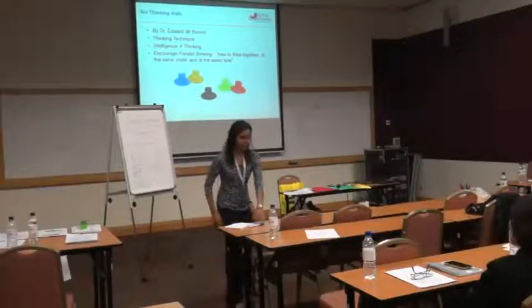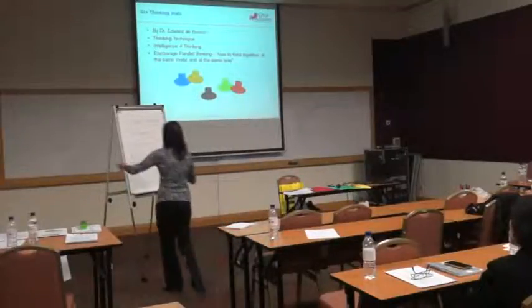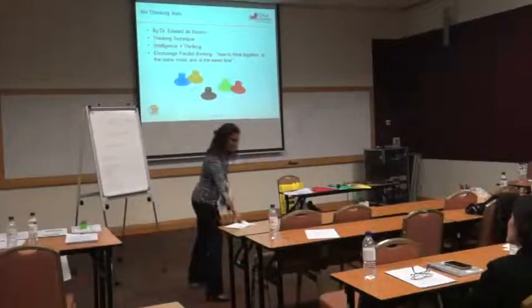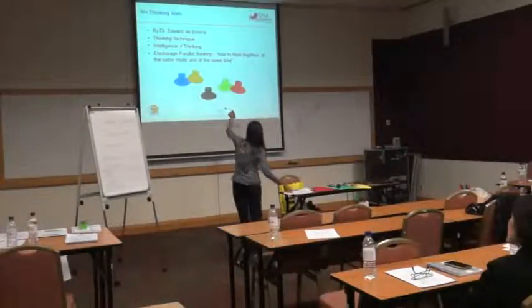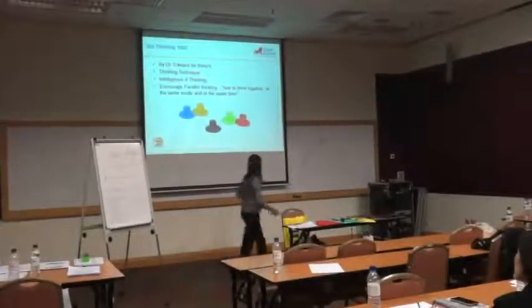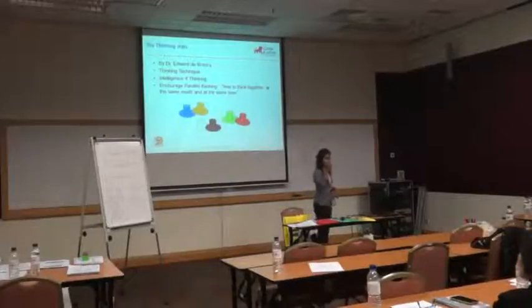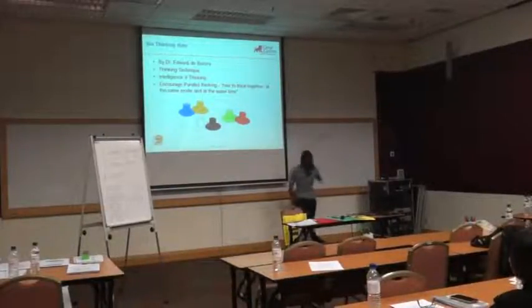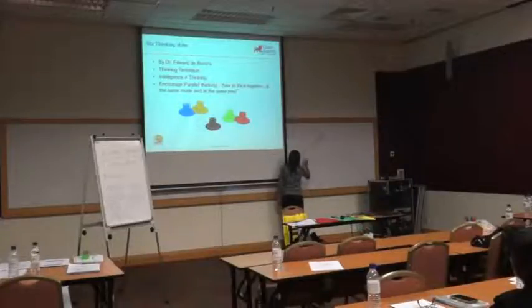Okay, and he also says this. Now I cannot erase that, so I have to find another board. Okay, he also says this. He says, if you look there, intelligence is not equal to thinking. Okay, what does that mean? So now we're talking about 6 thinking hats, and he says intelligence is not equal to thinking. Okay, now I can show you an example.